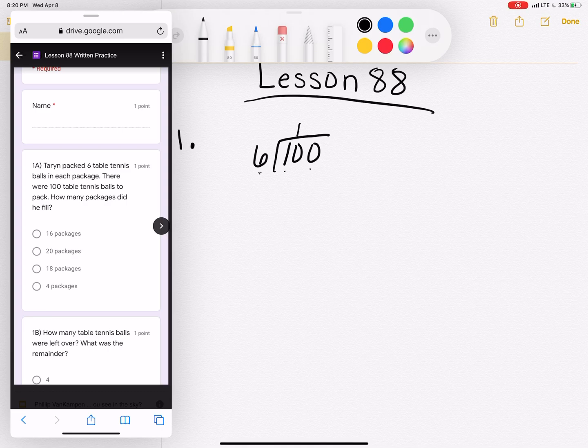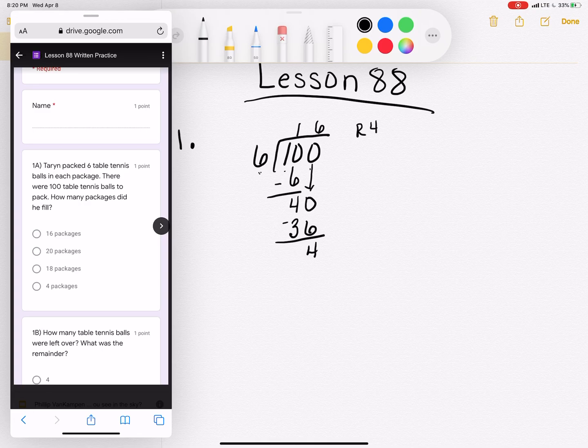6 goes into 10 one time. 1 times 6 is 6. 10 minus 6 is 4. Bring down a 0. 6 times 6 is 36. 36 is 4 less than 40. So you have 16 with a remainder of 4 tennis balls.